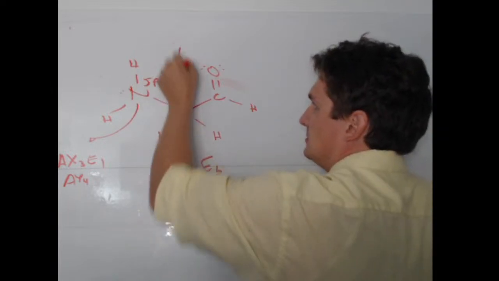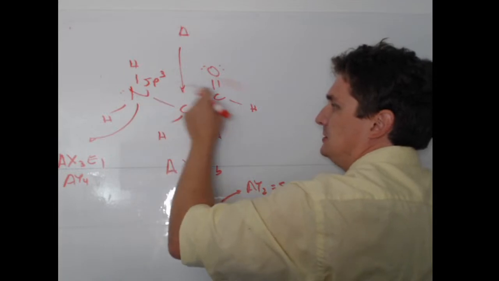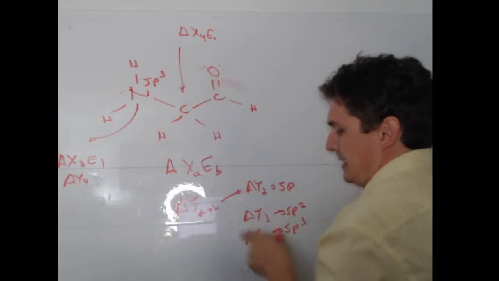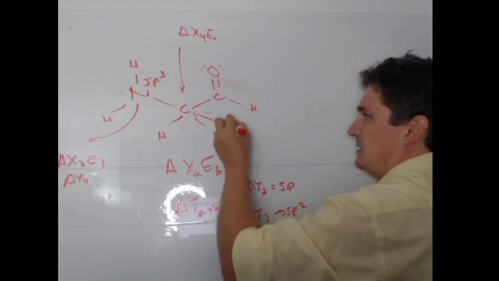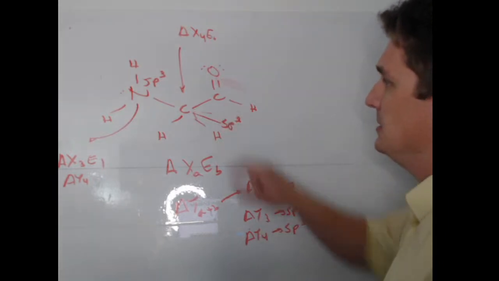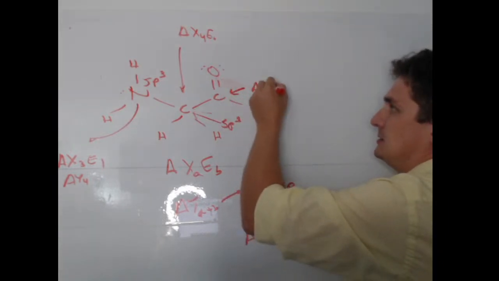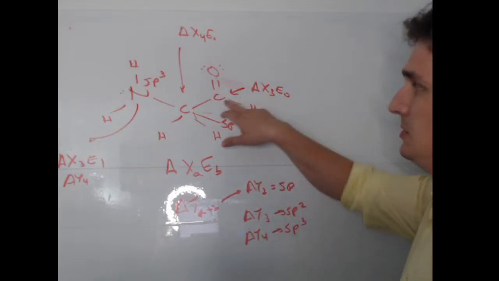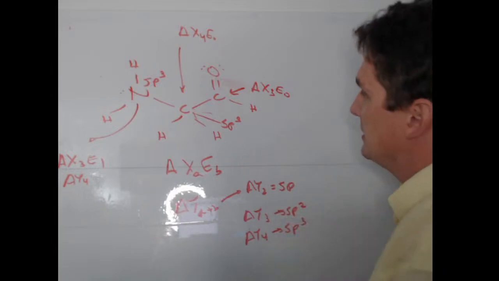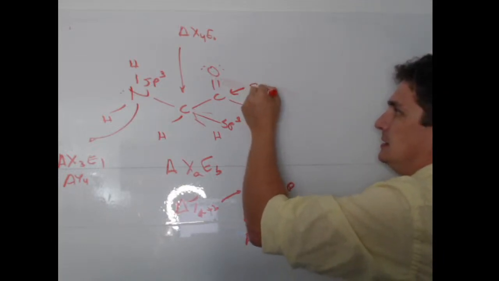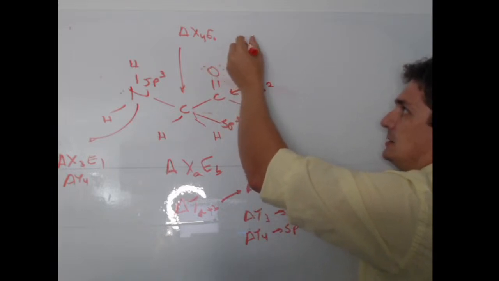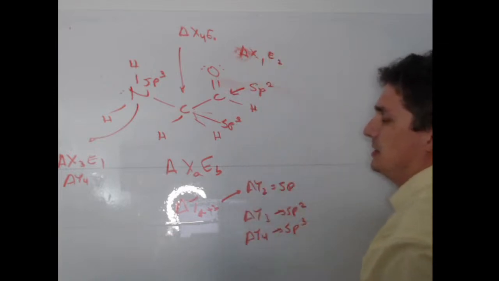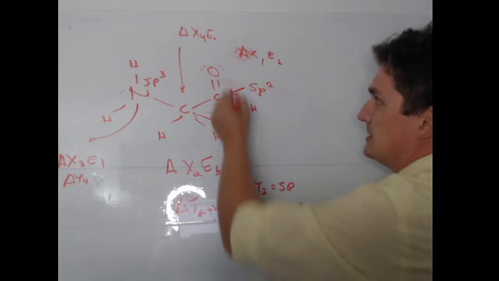This carbon here has 4 atoms bound to it, 1, 2, 3, 4. So it's AX4, E0, there's no lone pairs, that makes it AY4. So this is an SP3 hybridized carbon. This carbon here has 3 atoms bound to it. So 1, 2, 3, so it's AX3, E0, no lone pairs on it, so that would make it SP2 hybridized. And now if we look at the oxygen, it has 1 atom bound to it and 2 lone pairs, so it's SP2 hybridized.